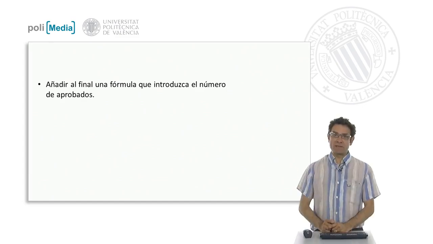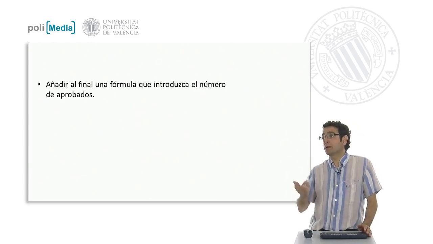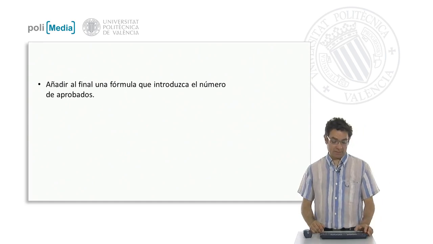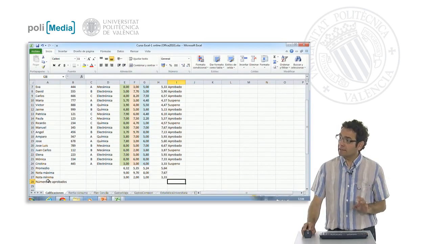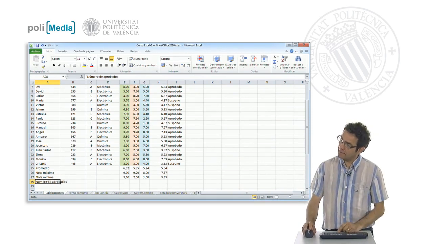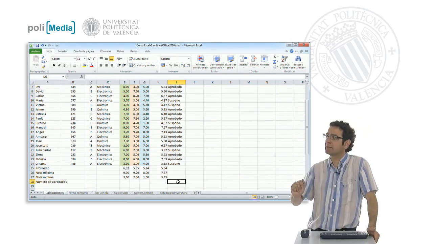In today's exercise, they have asked us to add a formula that gives us the number of students who have passed the test. It must be a list. What it is telling us ultimately is that here in the cell I-28, at the end of the list of qualifications, we should introduce the number of students who have passed.